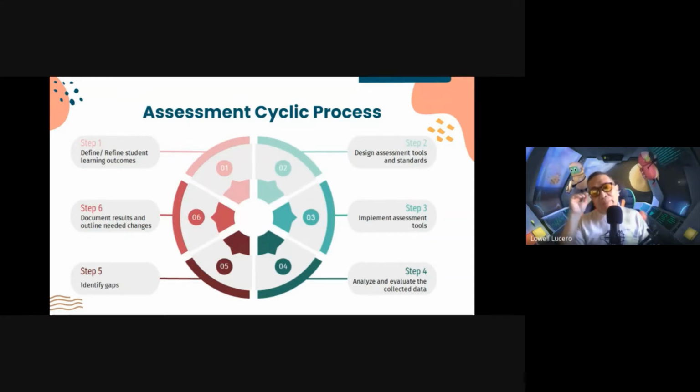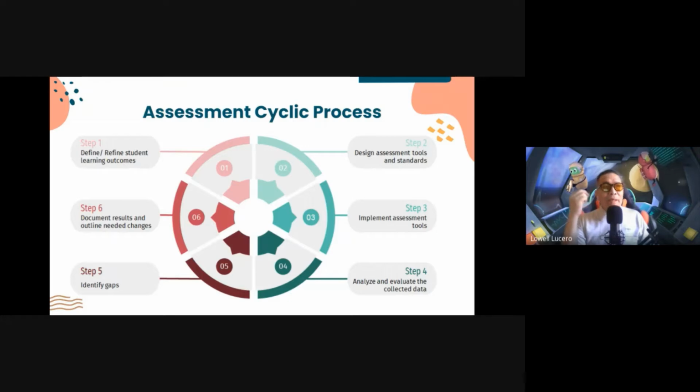Then that's step five: identify the gaps between the desired and actual results. So you have, this is what I want, what I want to happen as a teacher. Then this is the actual result. Maybe your expectation did not match the actual results. So that creates a gap, right? Identifying gaps is very important because you need to address the gaps.